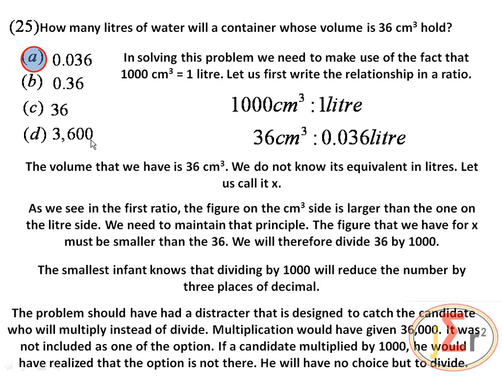Unless it is in anticipation by having option D, 3600, that the candidate will multiply by 100 instead. Well, I'm just thinking that the student or the candidate would have been at least cognizant of the fact that 1000 centimeters cubed is equal to 1 liter and not necessarily 100. But stranger things than those have happened before.